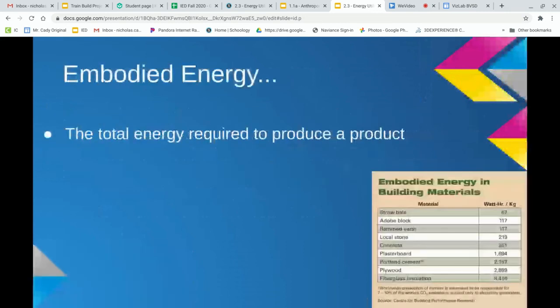Embodied energy. It's the total amount of energy required to produce a product. So here's an example of some on the bottom right, and these might be things that maybe you use to build a house, houses of different kinds. And you can see if your house is made out of straw and adobe, there's not a whole lot of embodied energy in there, which means you didn't have a huge impact on the environment with the amount of resources that went into your production. Versus if you have one made out of cement, plywood, and fiberglass, like most of our houses are, you have a lot more embodied energy in your house.